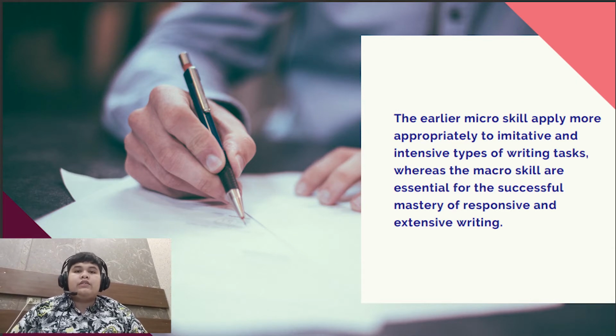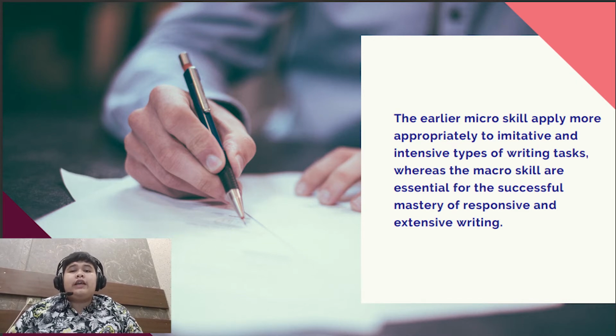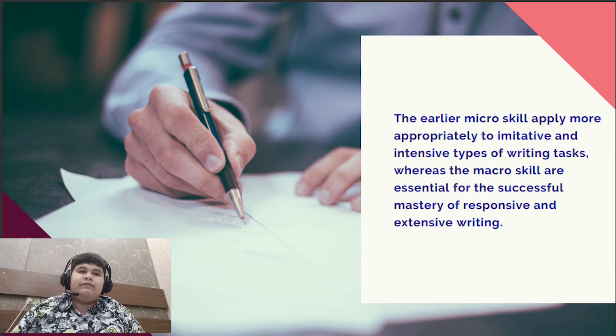Previously, micro skills were more appropriate for imitative and intensive types of writing assignments, whereas macro skills were essential for successful mastery of extensive and responsive writing. Here are a few examples of micro skills. The first is to produce English orthographic characters and patterns. The second is to produce writing at an efficient speed in accordance with the objective of the test. And the third is to generate acceptable core words and use an appropriate word order pattern.